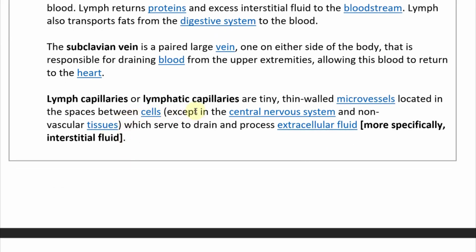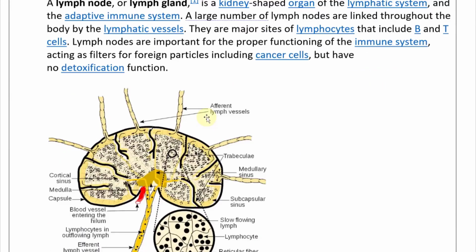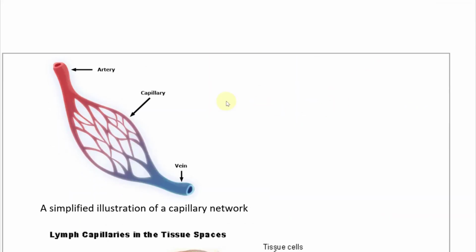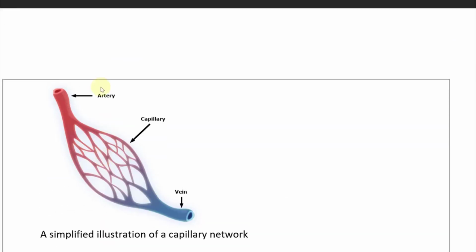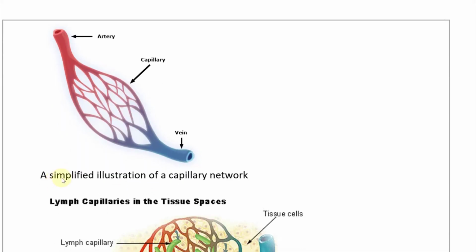Lymph capillaries, or lymphatic capillaries, are tiny, thin-walled microvessels located in the space between cells, except in the central nervous system and non-vascular tissues, which serve to drain and process extracellular fluid, or more specifically interstitial fluid. We'll get over types of fluids soon. So just before we get to the lymph capillaries, let's look at basic capillaries right here. So here's a simplified illustration of a capillary network.